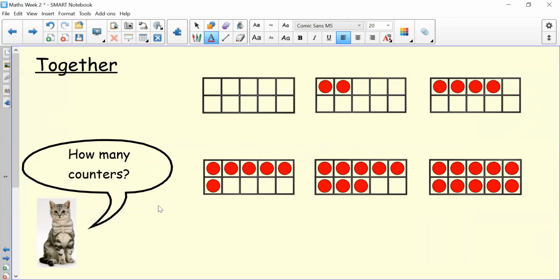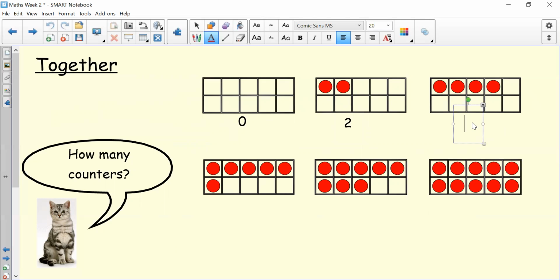Now let's have a look at these 10 frames. How many counters are there in each 10 frame? Let's start with this one. How many are in this 10 frame? Did you say 0? Well done. What about in this 10 frame? Hopefully you notice there are 2, and hopefully you didn't even need to count those 2. Because when it's a smaller number like 2, we can see the number straight away, the amount straight away.